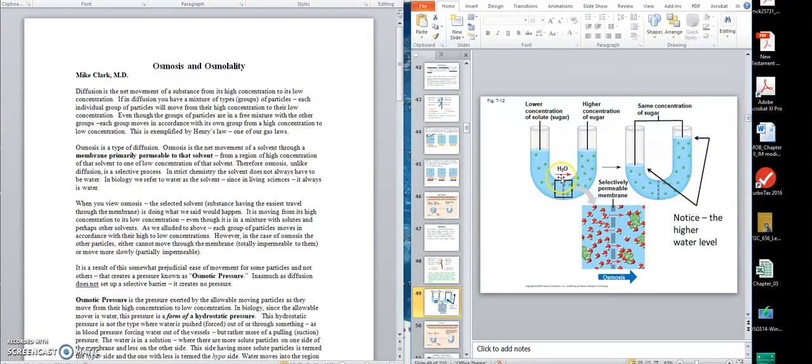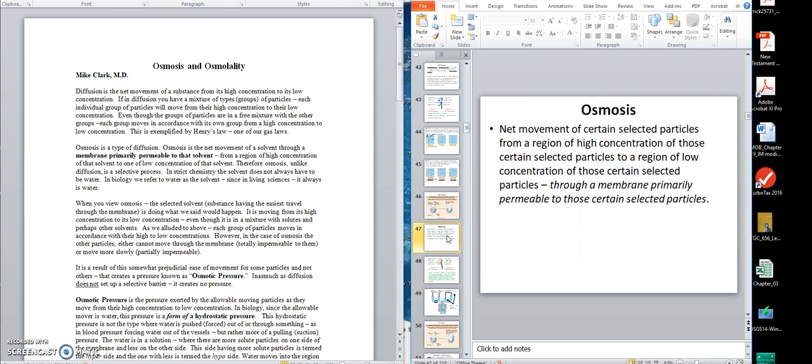Here's a membrane permeable to water. Okay? Permeable to water. Now, if you notice, I'm going to go back to my definition of osmosis. In a textbook, it would say net movement of water particles from a region of high concentration of water to low. If you notice, I didn't put water.